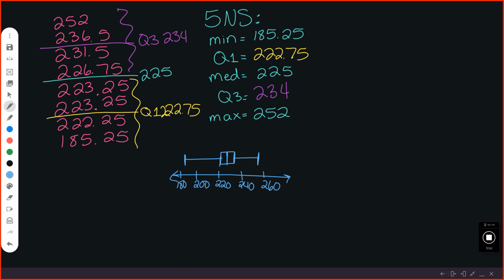Let's sum it up. We find the minimum, maximum, and median. Then we find the median of the lower half of data, that's Q1. The median of the upper half of data, that's Q3. Never use the median when you are finding Q1 and Q3. Then you make a number line. You make a mark at each of the numbers from the 5-number summary, connect the 3 in the middle, and draw a line out to each side.